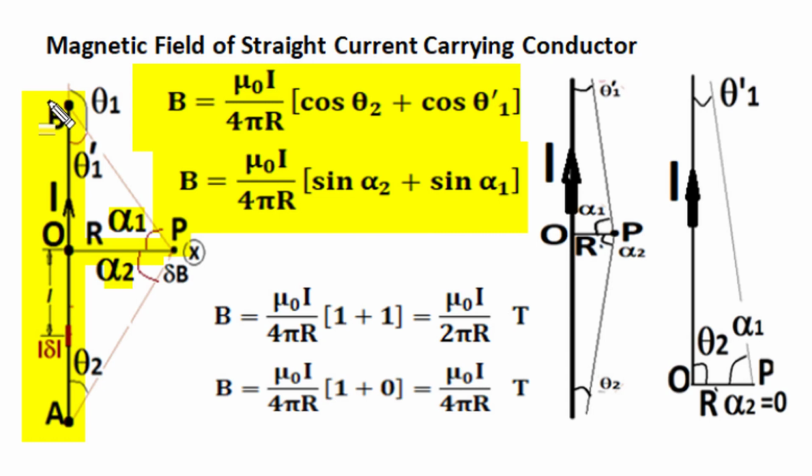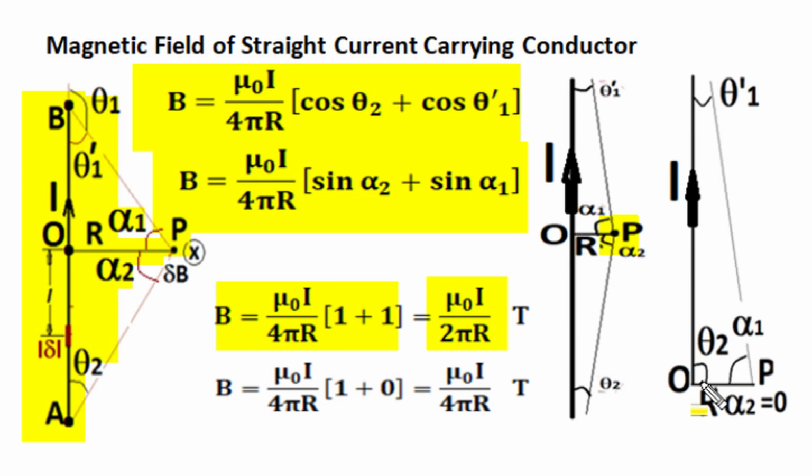If this conductor is infinite and the observation point is the middle point, then both theta 2 and theta 1 dash become 0, and alpha 1 and alpha 2 become 90 degrees, and our resultant magnetic field will become mu 0 I upon 2 pi r Tesla at observation point P, which is midway of the infinite length.